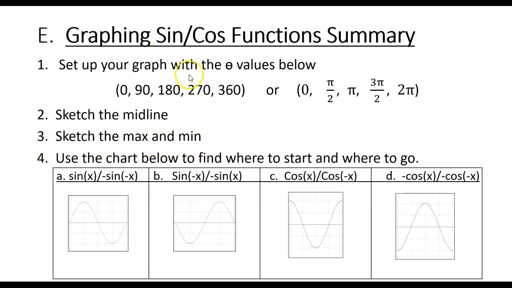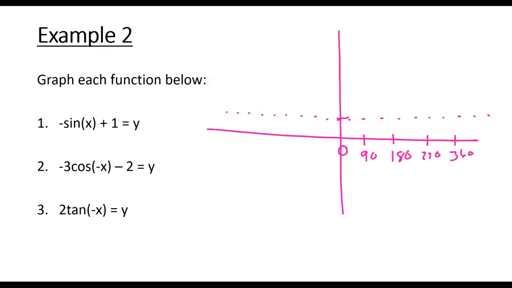Sketch the max and the min. So we have to remember how to do that. The way you get your max and min is by taking your amplitude. Now there's no number here, so that means that my amplitude is 1, and you add that to your midline. So if I'm at 1 and I add 1 to it, that gives me my max. And if I subtract 1 from it, that gives me my minimum, which will now be a 0.